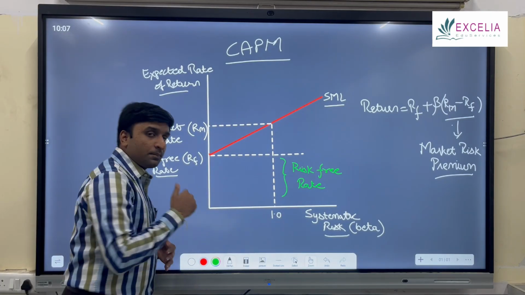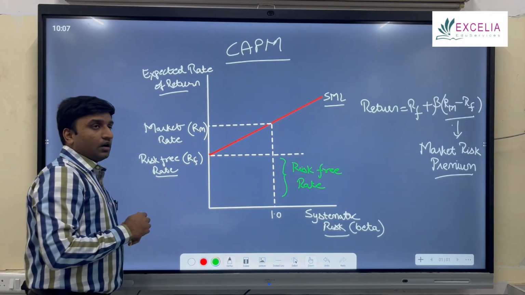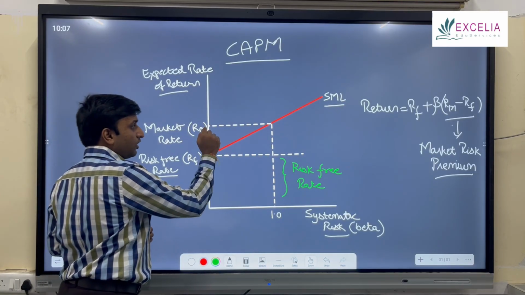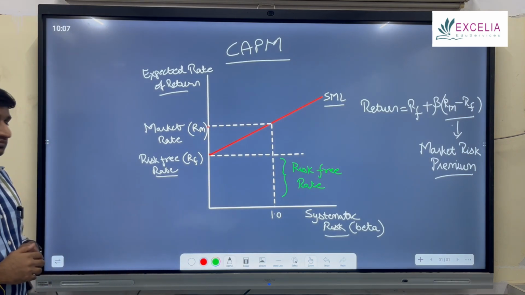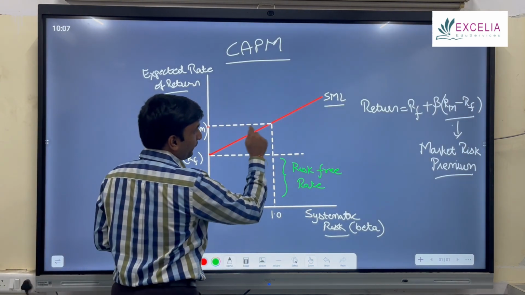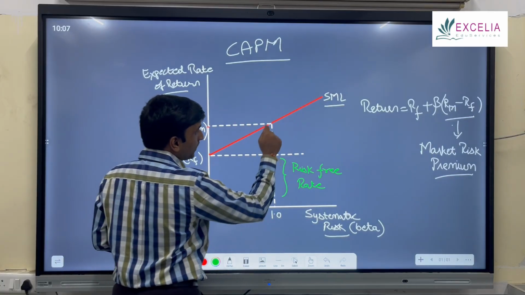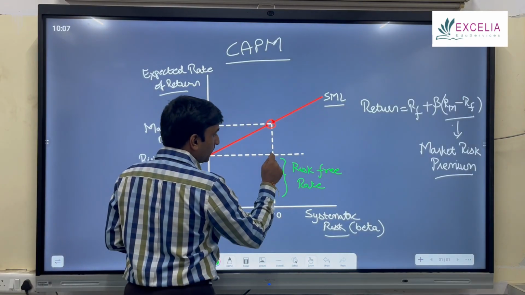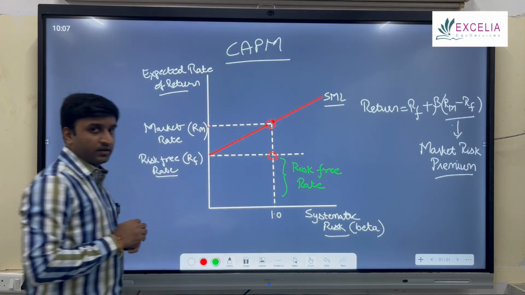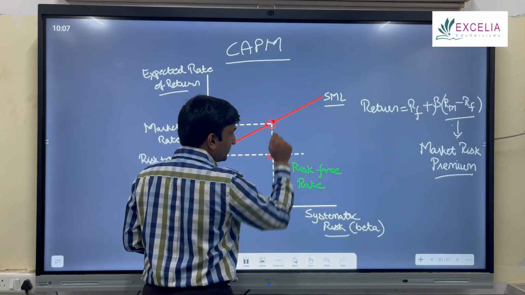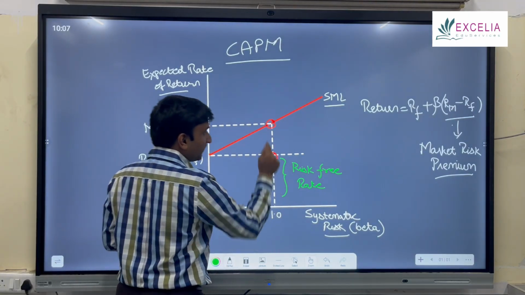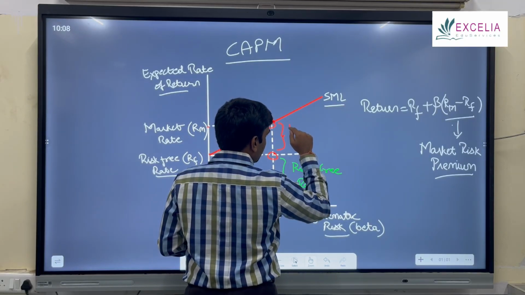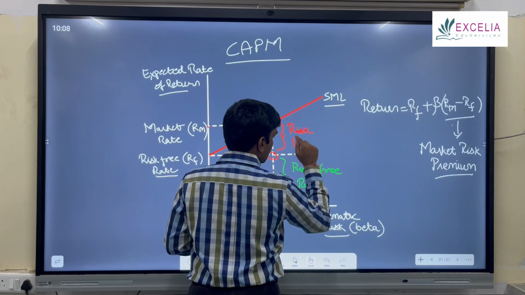Now, if you invest in the market securities rather than in the risk-free securities, you would get a return of RM, which is out here. If I connect the x and the y axis, you are going to get a return to this amount, rather than a return at this level. The additional returns that you are getting over and above the risk-free rate is referred to as the risk premium.